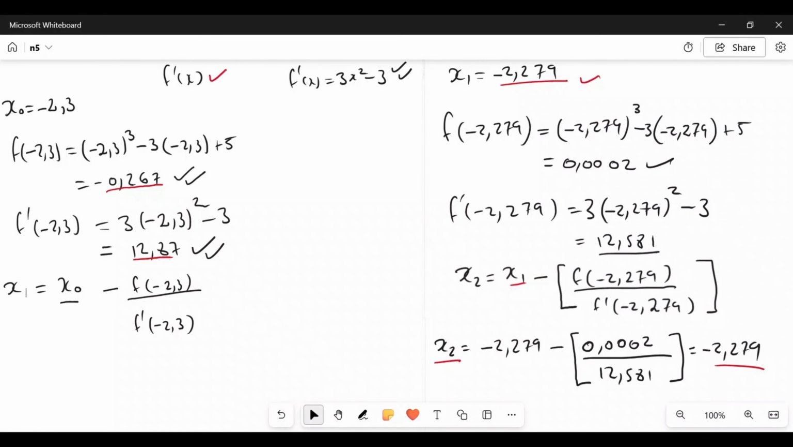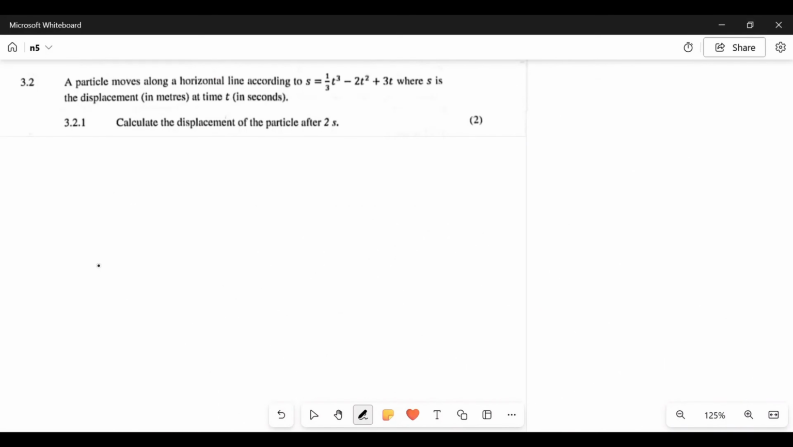All right, people, we are done with 3.1.4. Now that we are finished with this one, let's go and do 3.2. All right, guys, here's our 3.2. Now let's read the statement there.